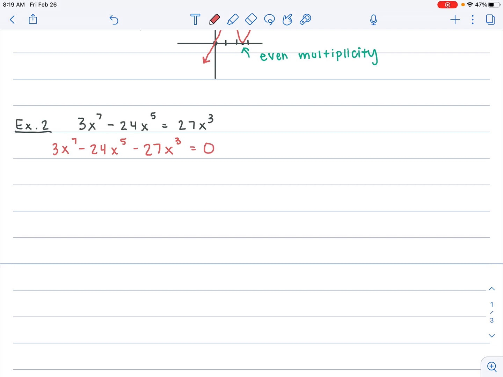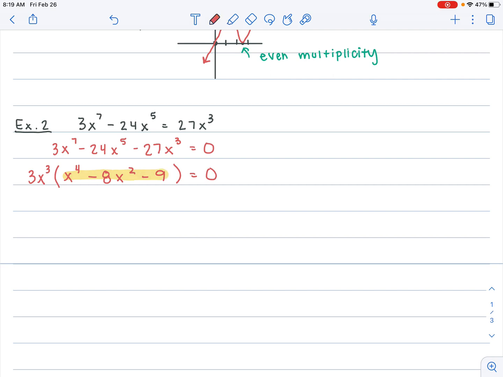Between 3, 24, and 27, I think the GCF is 3. And between x to the 7th, x to the 5th, and x to the 3rd, I think x cubed is going to be our GCF. So when I factor that out, I'm going to get x to the 4th minus 8x squared minus 9 equals 0. All right, so now I'm going to look at this in here.